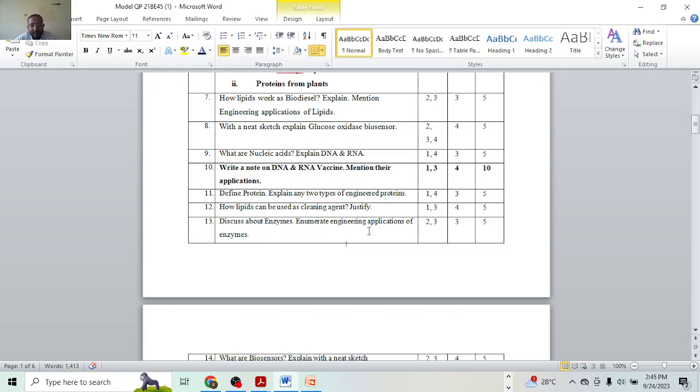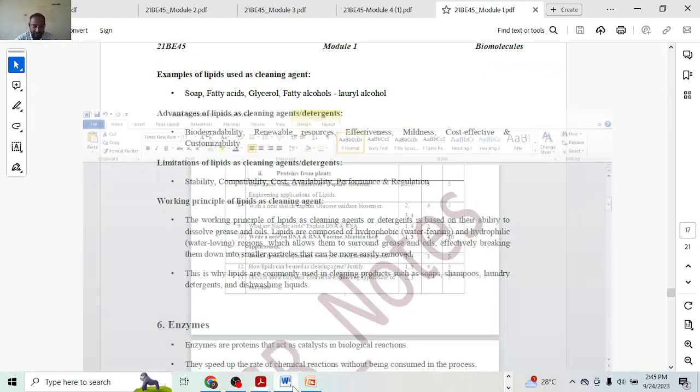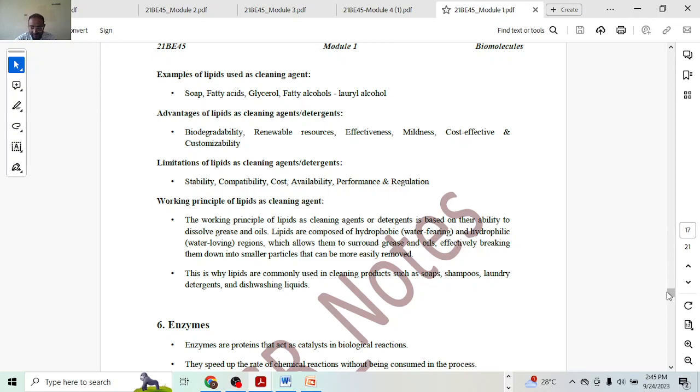Discuss about enzymes. Enumerate engineering applications of enzymes. So here you have to discuss about enzymes shortly. For 2 marks you might get here. Enumerate means you need to list out the engineering applications of enzymes. So that will carry 3 marks.